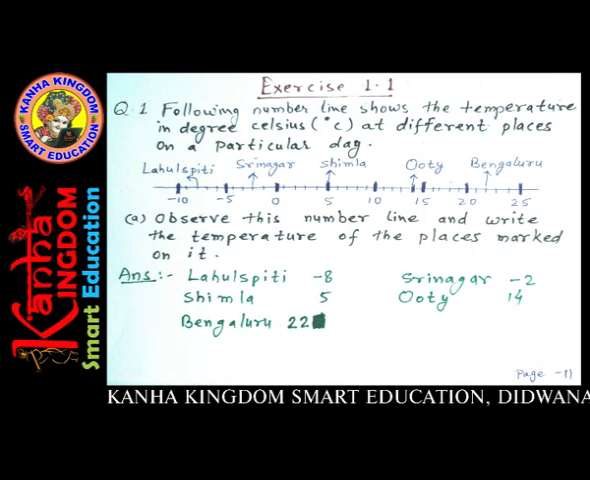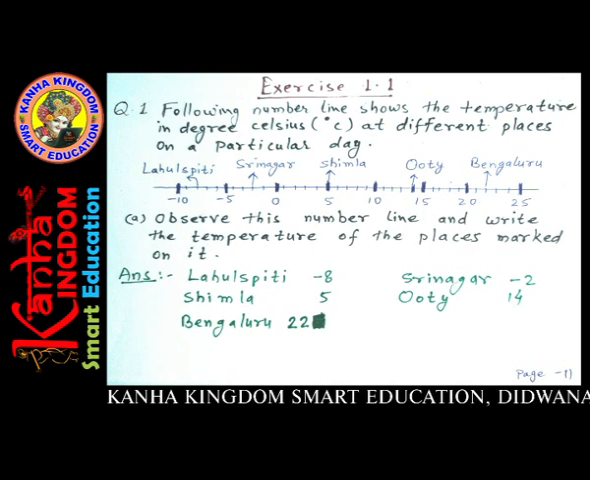In this number line, this interval is divided in 5 parts. The position of Lahaul Spiti is on the left side from -5. On the left side, we know that there are smaller numbers. So -5, -6, -7 and -8. -8 is the temperature of Lahaul Spiti.